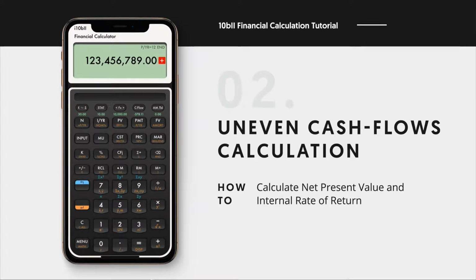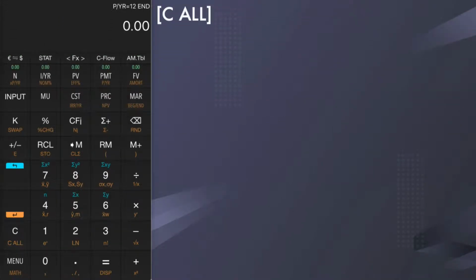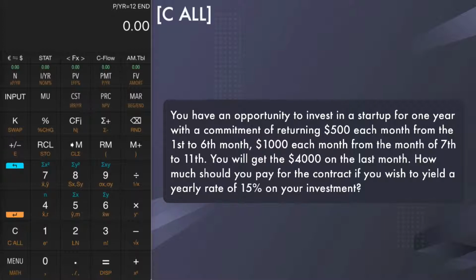In this video, we will show you how to use the cash flow functions to find the net present value. For example, you have an opportunity to invest in a startup for 1 year with a commitment of returning $500 each month from the 1st to the 6th month, $1,000 each month from the 7th to the 11th month. You will get $4,000 on the last month. How much should you pay for the contract if you wish to yield a yearly rate of 15% on your investment?